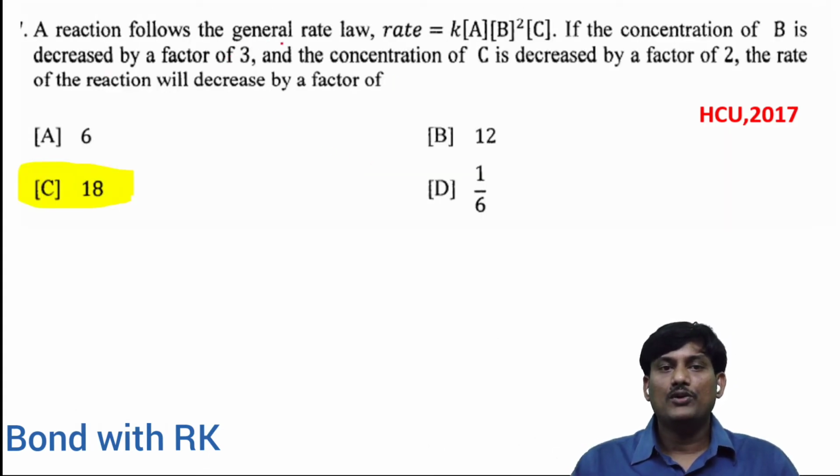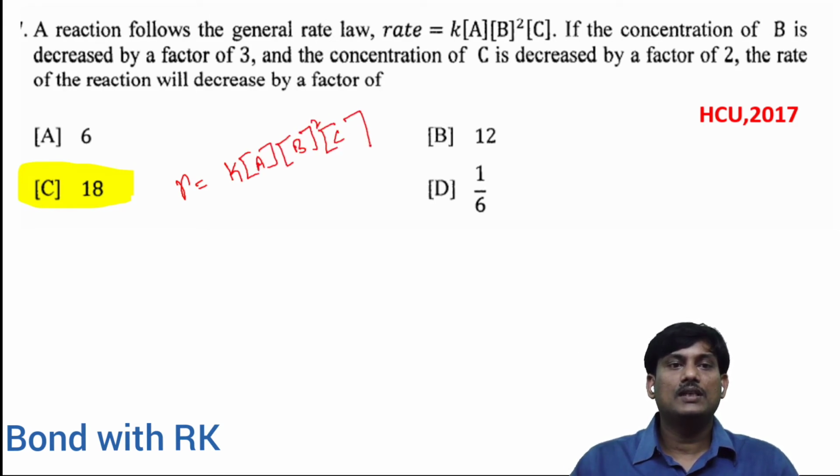A reaction follows the general rate law: rate is equal to k[A][B]^2[C]. If the concentration of B is decreased by a factor of 3 and the concentration of C is decreased by a factor of 2, the rate of the reaction will decrease by a factor of... Then here, this is the initial rate, k[A][B]^2[C].